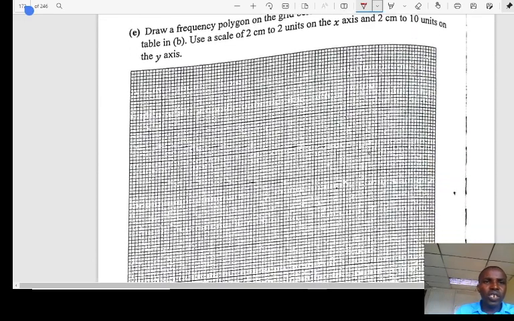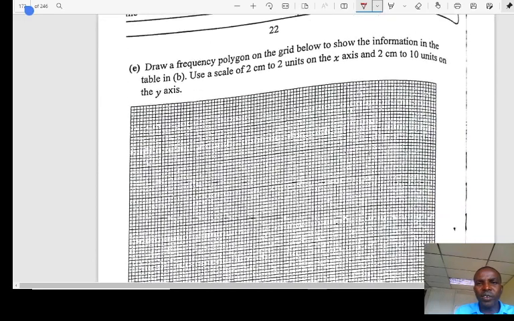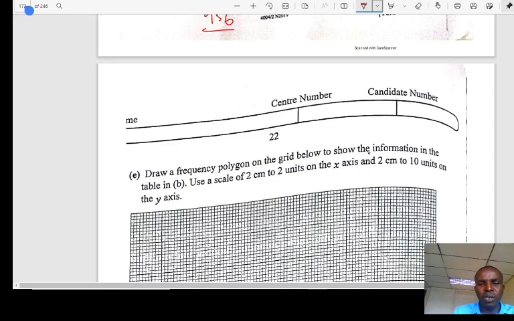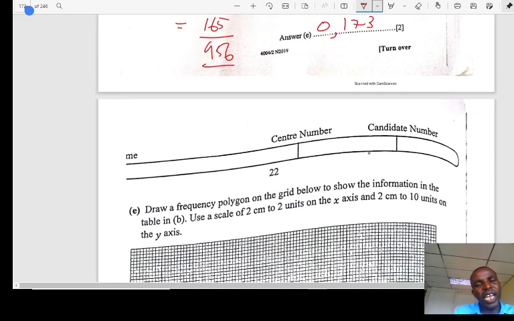Right, next, draw a frequency polygon on the grid below to show the information in the table in B. Use a scale of 2 centimeters to 2 units on the x-axis and 2 centimeters to 10 units on the y-axis. On the x-axis, 2 centimeters to 2 units means one box, you say 2, 4, 6, 8, 10. Then on the y-axis, you say 10, 20, 30, 40, that's 2 centimeters to 10 units.